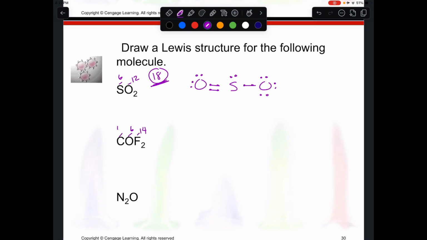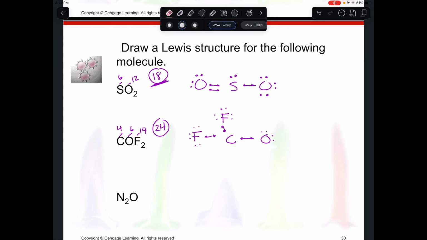All right, so COF2, we have 14, we have 6, we have 4, 10, 24. Carbon in my center, I have 1 oxygen and 2 fluorines. So remember, if carbon's your center atom, don't overthink it. Okay, now, we are going to look at this molecule and say, okay, we've used all 24, right? But the problem is carbon only has 1, 2, 3 bonds.